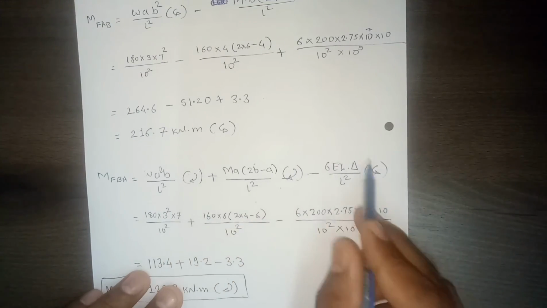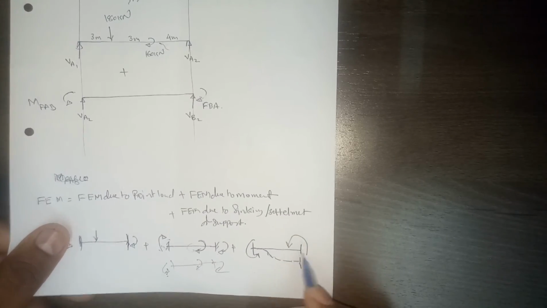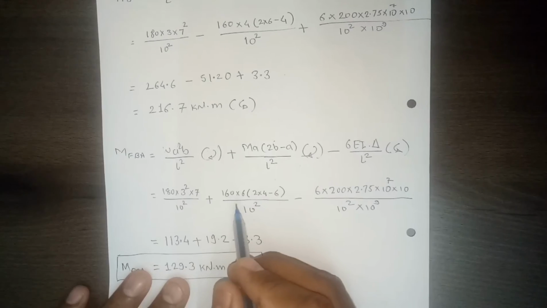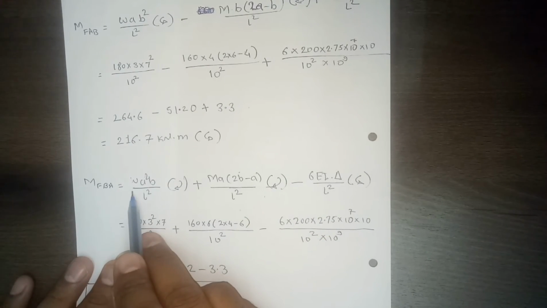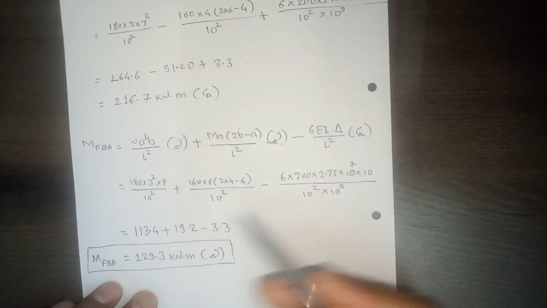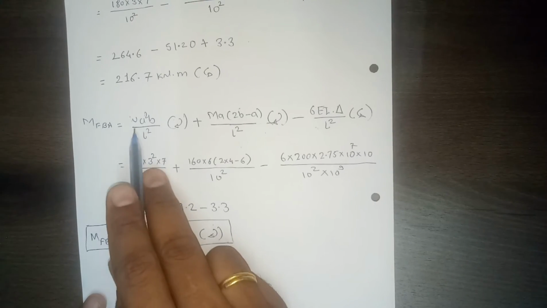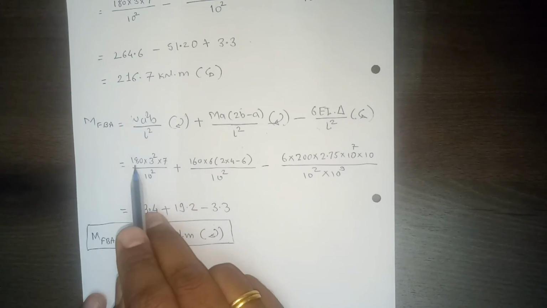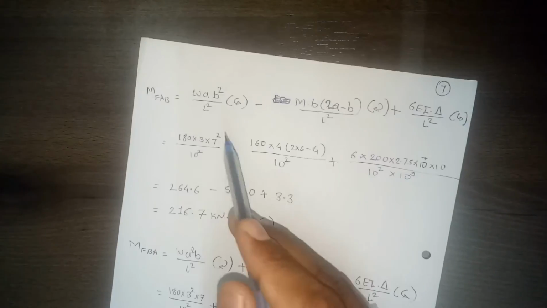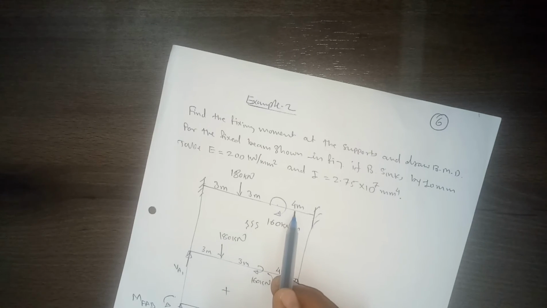So clockwise positive. The moment which will develop here at support B due to settlement will be anti-clockwise and it will be negative. Again I am telling you, either you can consider this minus and this plus, the final answer won't change. Either way you can do. Now you substitute the values again. The point load is 180 kilonewton. The A distance here is 3 meter, and from this end it is 3 plus 4, 7 meter.